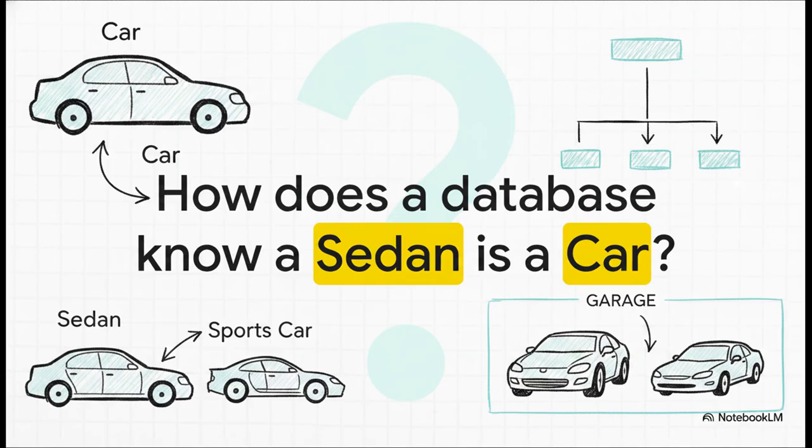Okay, so let's dive right into this. Have you ever actually wondered how a database knows that a sedan is a car, but not all cars are sedans? Or how it tells a sports car from a coupe, while still knowing they both belong parked in the exact same garage? Well, this is the fundamental problem of data hierarchy. We really need our systems to understand both the super broad categories and the incredibly specific details of real-world objects. And we've got to do it without repeating information or causing total chaos.